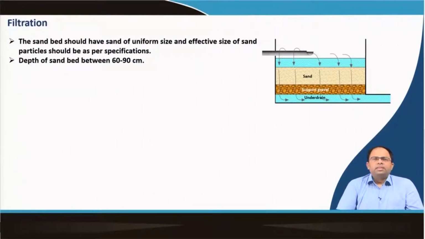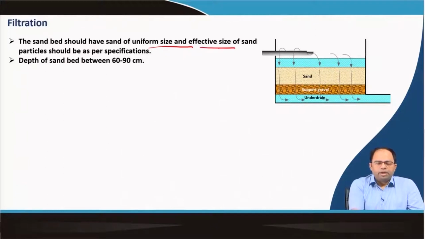So, how is filtration achieved? Usually we have these sand filters, and we have sand beds, where sand of uniform size and effective size of sand particles should be as per specification. The sand should be as uniform as possible, and we have a certain size of sand that is required. So, depth and that specification has to be followed. It has to be the effective size, that means most of the sand has to be of that particular size. So, that is called the effective size.